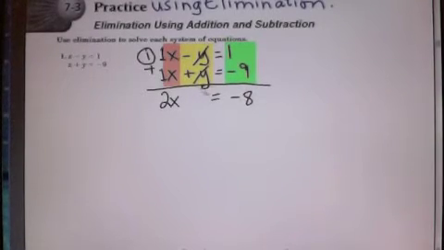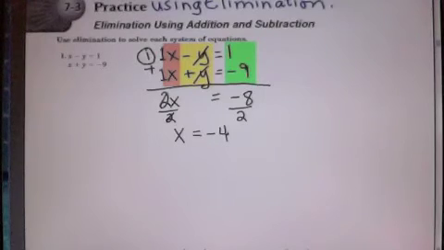So by eliminating the y variable, I can now solve for x. Divide by 2 on both sides. Your 2's cancel. Bring down your x equals. Negative 8 divided by positive 2 is negative 4. Now I'm halfway finished. I've found the value of x, but now I need to use this and go back and find the value of y.